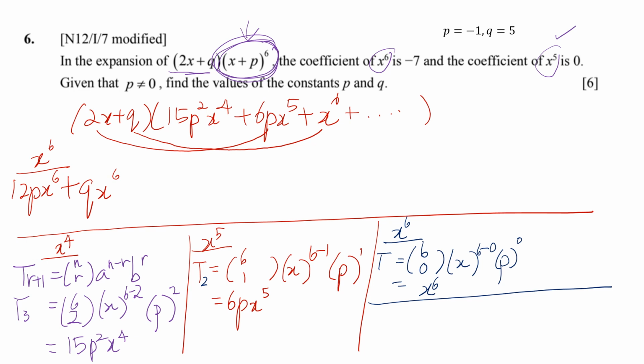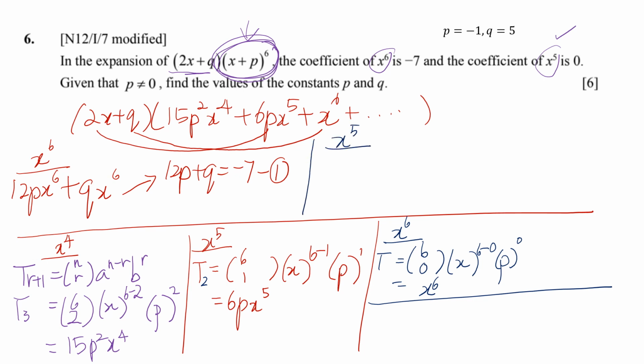Then we are told that the coefficients of these two will give you negative 7. So from here, 12p plus q gives you negative 7. So that's equation 1.